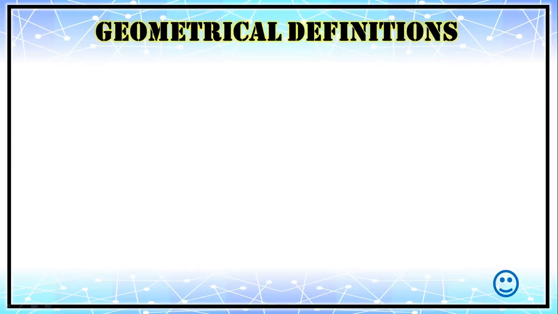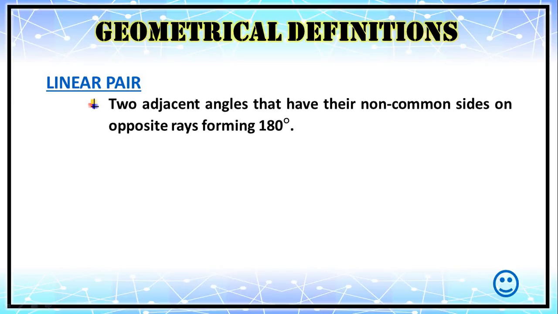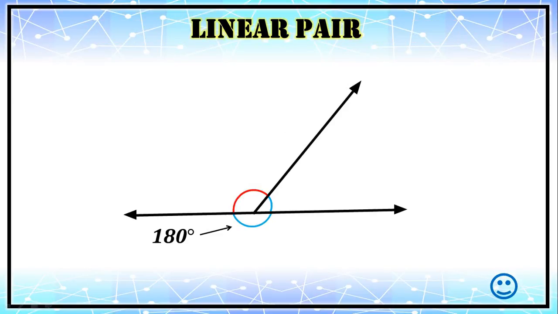Next we have linear pair. A linear pair is two adjacent angles that have their non-common sides on opposite rays, forming 180 degrees. Here is an illustration of a linear pair. We have the first angle, which is in red, and the second angle, which is in blue. They form a linear pair because if they are combined, they form 180 degrees. Linear pair is also associated with supplementary angles since they also form 180 degrees.